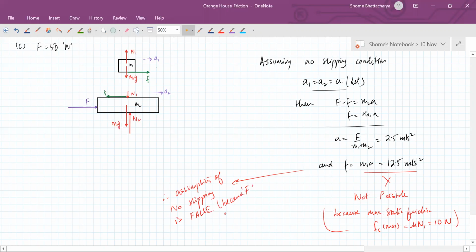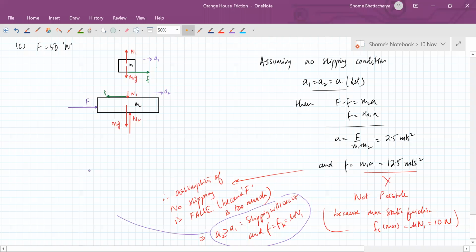Okay. Because F is too much. You have too much magnitude of force. So that means A2 will be greater than A1. That is, slipping will occur. Okay. And the friction acting will be kinetic friction. That will be mu N1. So now we will apply this condition on the free body diagram. So now we will apply this here. Okay. So from that find out how much will be A1, A2.